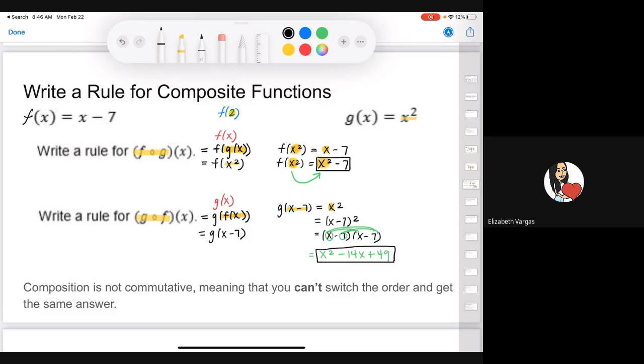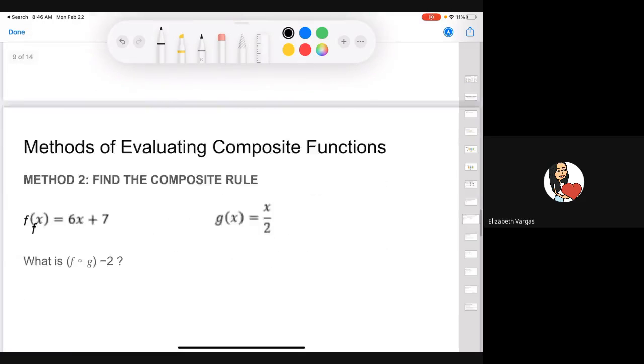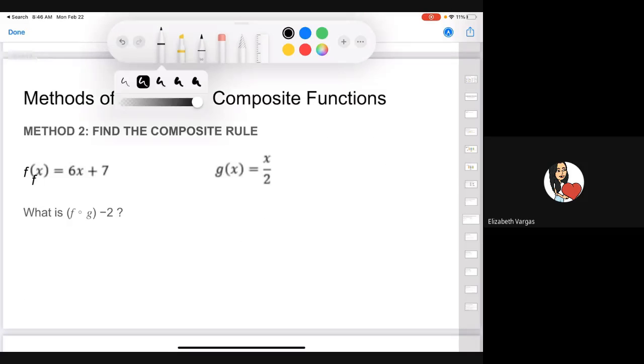Okay. So what we're using here is method 2 for evaluating composite functions, which in my opinion is the easiest method. And it is basically finding the composite rule. So our composite rule tells us that when we have something that looks like this, what is this basically telling us? Well, it is telling us f of g of x. The first letter would go first, so f, and then the second letter is what we're inputting in, and so that would be g of x.